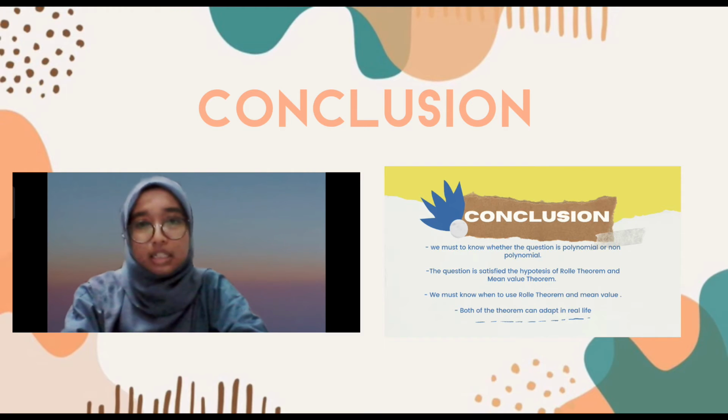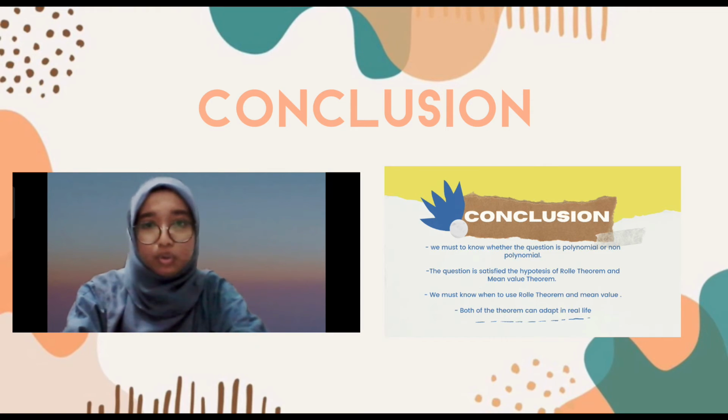You can see that for problem statement 1, the question is f(x) equals x to the power of 2 minus 6x plus 5. And the second question is f(x) equals 3x to the power of 2 plus 4x minus 3. For your information, a polynomial is an algebraic expression that consists of variables and coefficients.